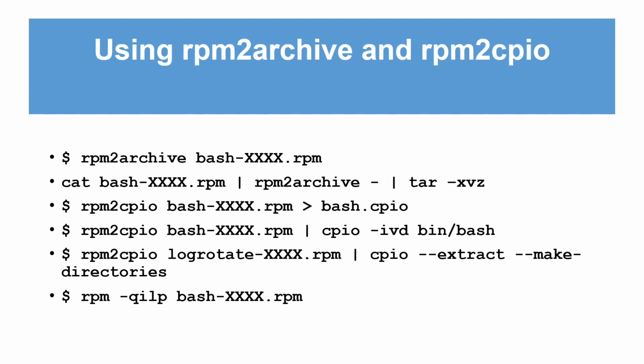So when doing so, all files are extracted relative to the current directory. So if the user is in the /home/student directory and extracts the /bin/bash file, as in the example above, it will be stored in /home/student/bin/bash. If all you want to do is list the files in the package, the easiest method is to use the rpm command itself, either rpm -qilp package.rpm. Okay, this is the end of this video.